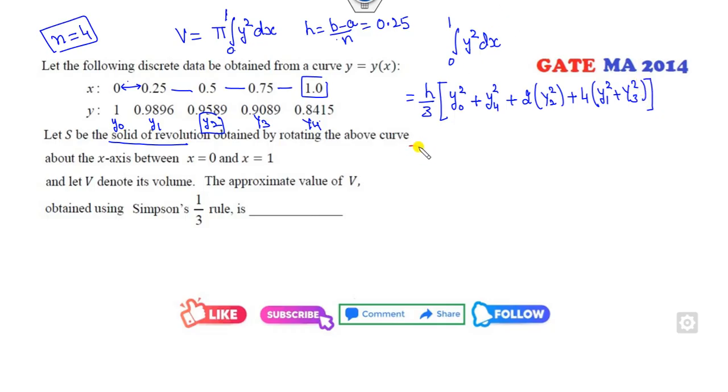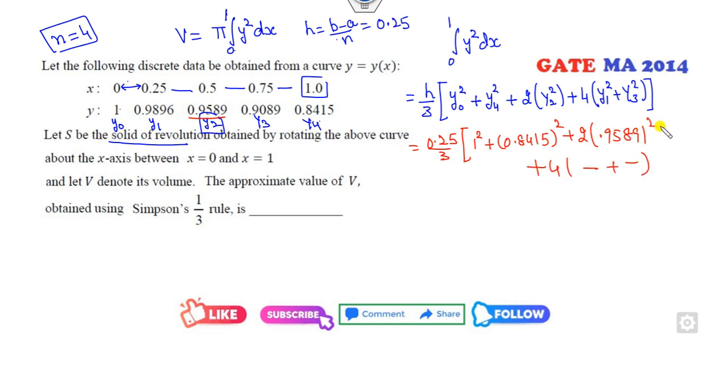Now I can substitute the values. What is h? 0.25 over 3. y naught squared, that is 1 squared. y4 is 0.8415 squared, plus 2 times y2, that is 0.9589 squared, plus 4 times this plus this squared. And I have to multiply this by pi also. Fine. You can use the calculator, and after the calculation you will get the right answer of this problem.